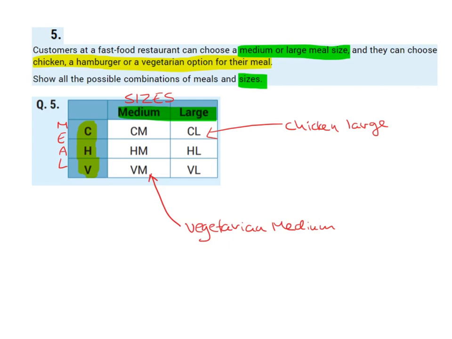And if I hadn't been asked to show all the possible combinations or all the possible outcomes, and I had only been asked how many there are, then I could have just multiplied. My options were medium or large, so that was 2 options for the size. And then my options for the type of meal were chicken, hamburger, or vegetarian, that's 3 types. And 2 times 3 gives us 6 combinations in total.